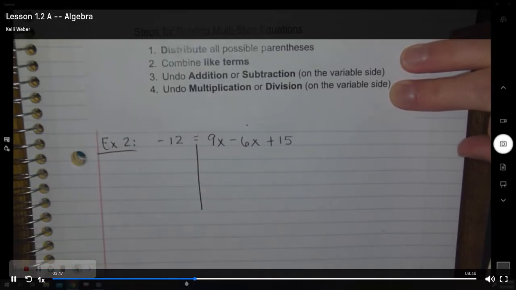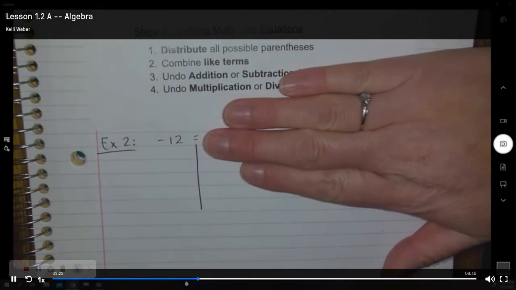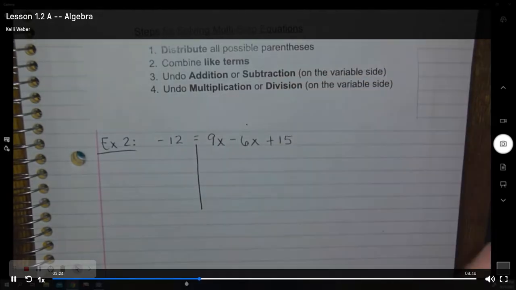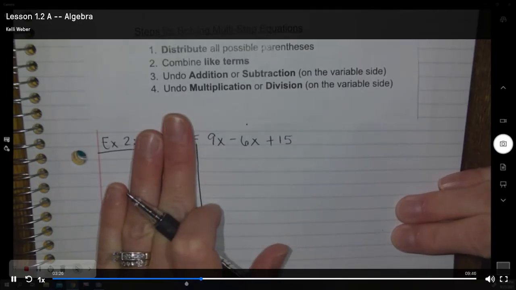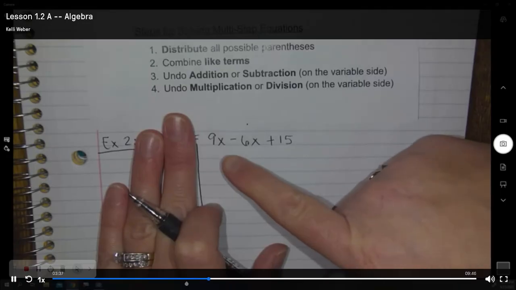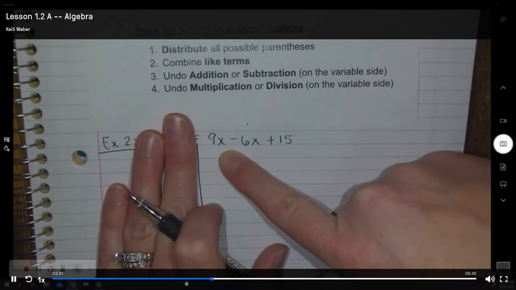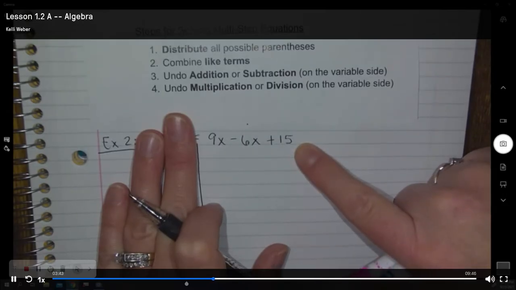Combine like terms. So I'm looking at each side individually. On the left side, all I have is negative 12. And then on the right side, I have 9x minus 6x plus 15. So when I'm looking at terms, I'm looking for numbers with variables that have the same power. So for example, x to the first power, x to the first power. So these two are like terms. This one does not have an x, so it's not a like term. It's going to be all by itself.